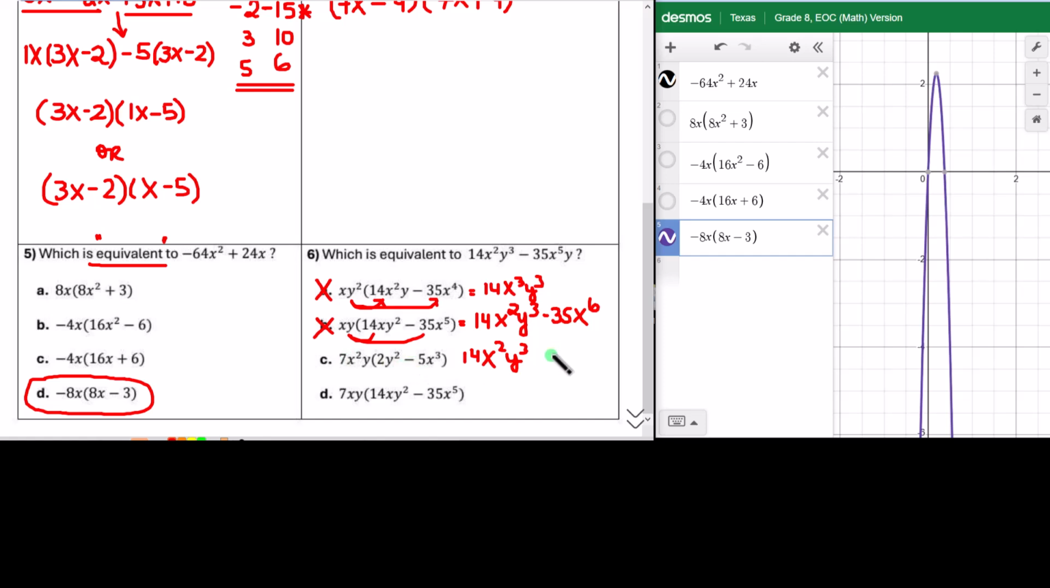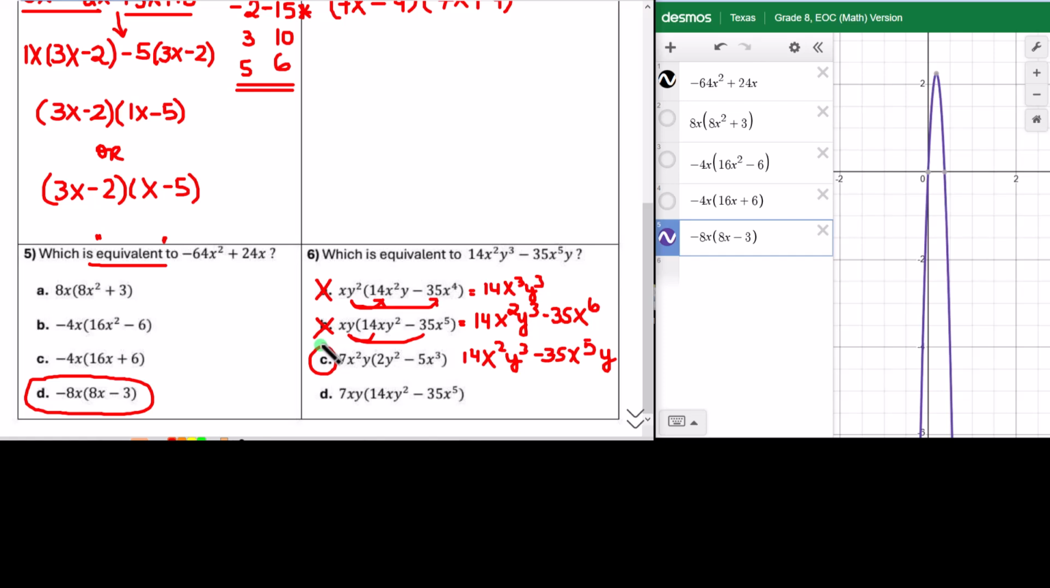7 times negative 5 is negative 35. Then I have x squared times x cubed, which is x to the fifth. And I have y times nothing there, so I'll keep the y. And notice right there, I got a match. Letter C is my answer.